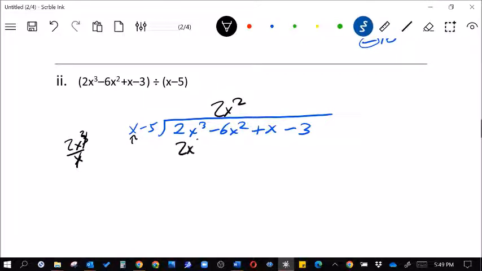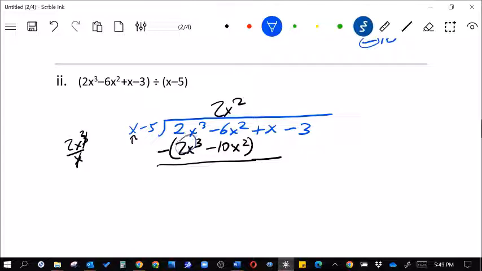Multiply it to the x, I get 2x cubed. And then I have to multiply it to the negative 5. So I get negative 10x squared here. And I have to subtract. So this goes away. Negative 6 plus 10 will give us a positive 4x squared. Because I have a negative and a negative, that makes it plus 10. Bring the x down. And then 4x squared, take away an x, that means it's 4x that I need to multiply by.